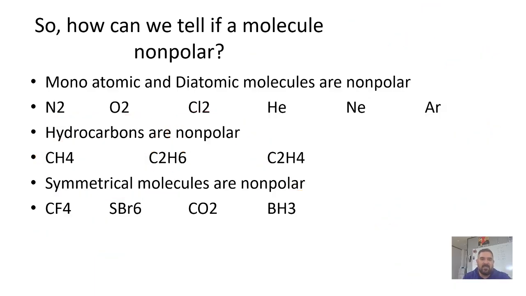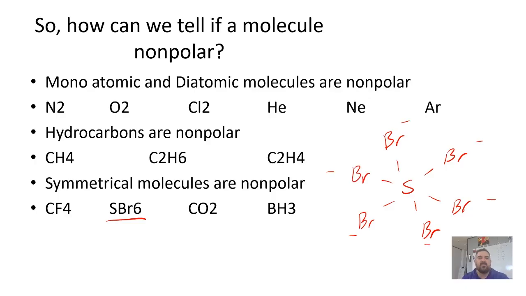Next example is going to be sulfur hexabromide. That's going to be a sulfur in the middle. I don't want y'all to worry too much about this example. You're not going to see examples like this one. But then you're going to have bromines on each side. I'm not going to draw all the electrons, but what's the charge on all the bromines going to be? They're all going to be negatively charged. And for that reason, this is another example of symmetrical. And symmetrical things are nonpolar.